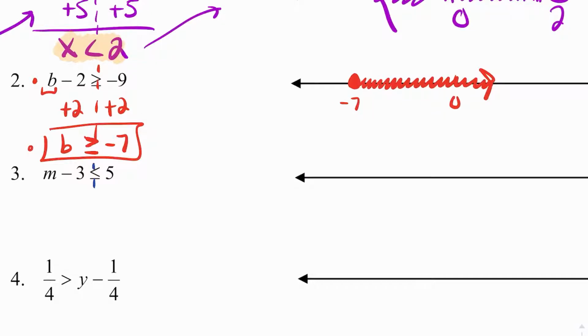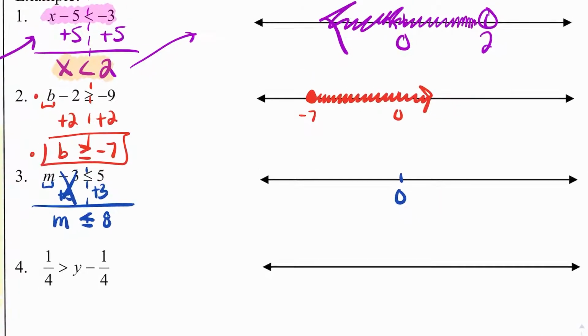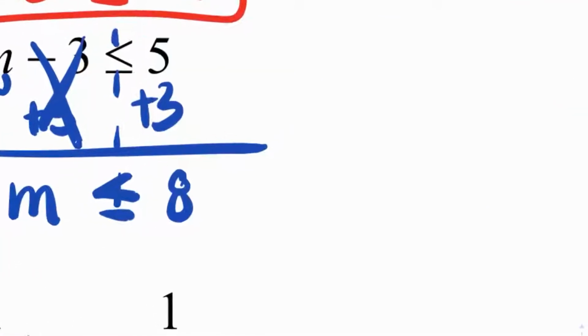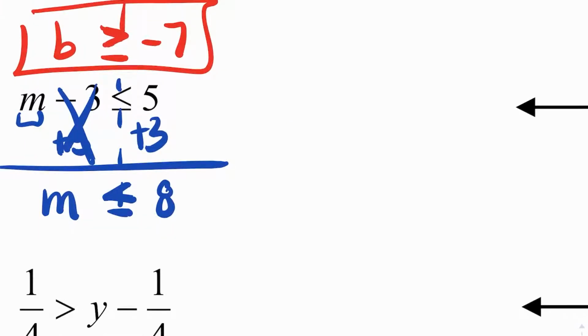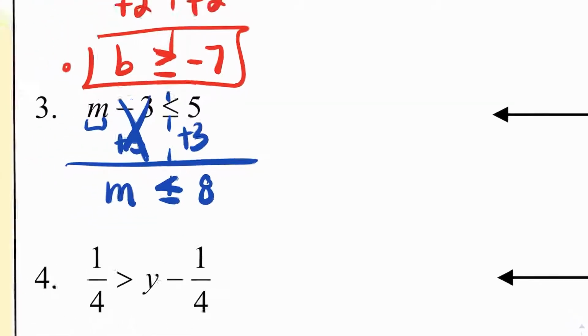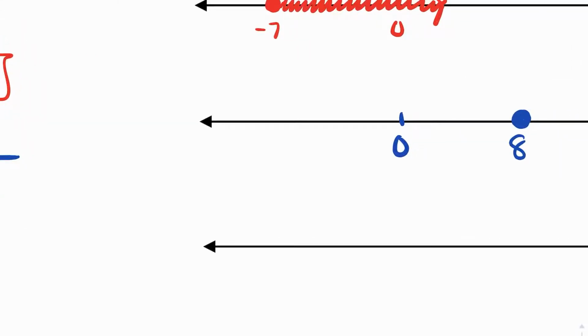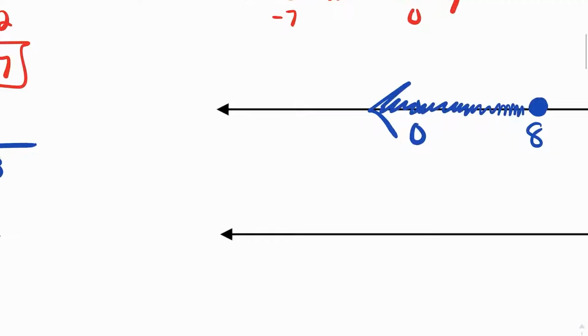If I wanted to get m alone, I would want to undo a minus 3. So I'd add 3 to both sides. So the plus 3 and the minus 3 would undo each other. And I have m is less than or equal to 8. So we put 8 on our number line. It's going to be a closed circle because it is included, right, or equal to. Now 8 is being eaten by the inequality symbol. In other words, the inequality symbol is opening towards the 8, which means 8 is the biggest. So we need to shade numbers that are smaller than 8. So all of these numbers are smaller.